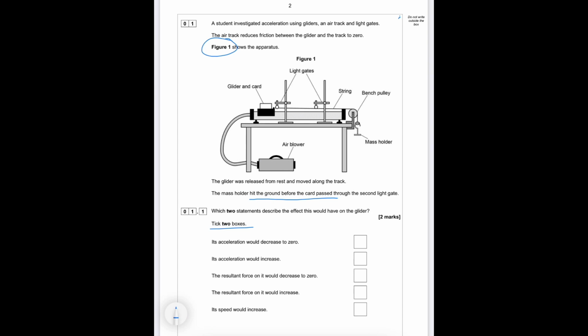So if it's going to hit the ground, then the acceleration is definitely going to reach zero. Its acceleration would increase. Well, that's incorrect. The resultant force on it would decrease to zero. If the acceleration has reached zero, then that makes sense. Let's just read the last two just to make sure they're not correct. The resultant force on it would increase, so that's not right. And its speed would increase, so that's not right either.